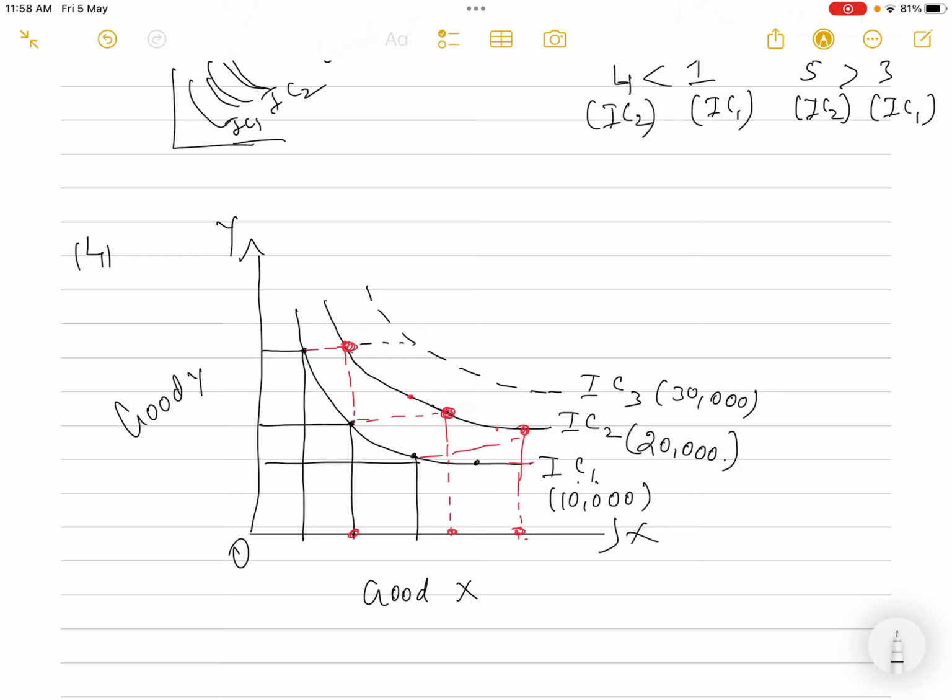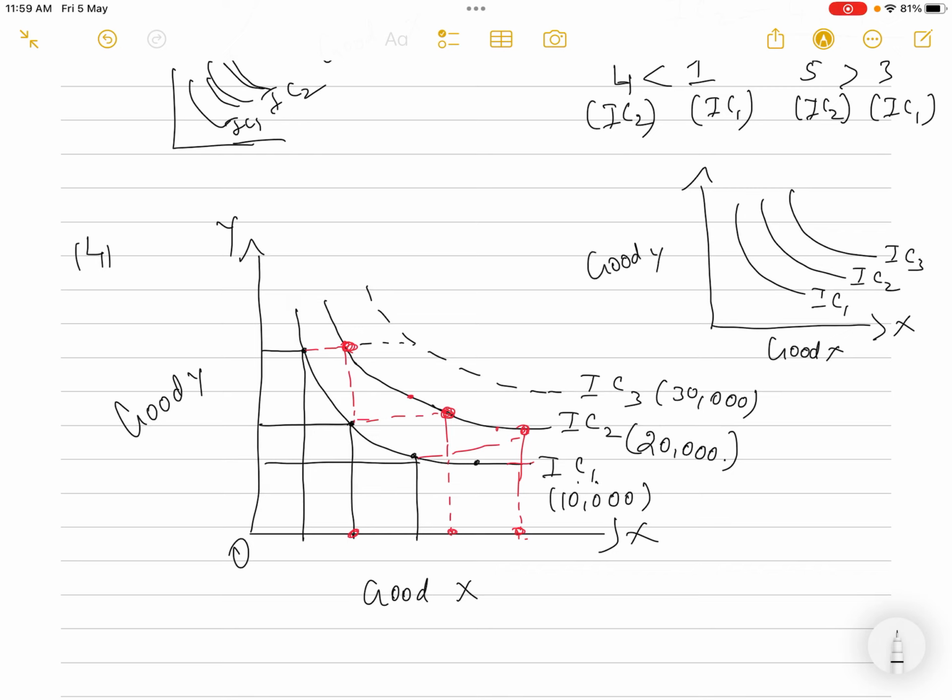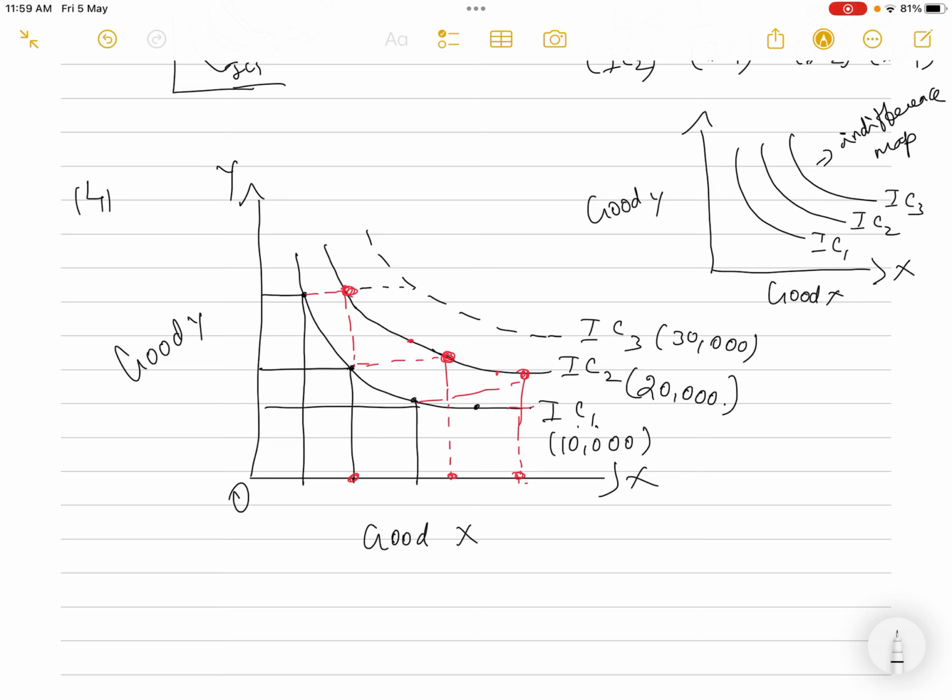You might get this even for 2 marks. So let me draw this again properly. A set of indifference curves: this is IC1, IC2, IC3, with commodity X and commodity Y. This is what is known as the indifference map. You might get that for 2 marks. So an indifference map means a set of indifference curves drawn at different income levels. This is what is called the indifference map.